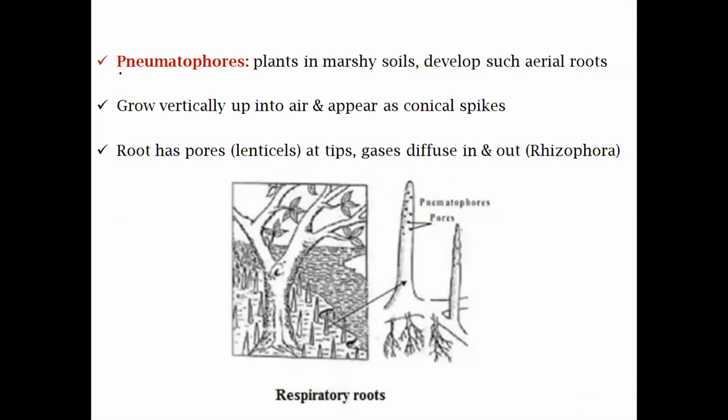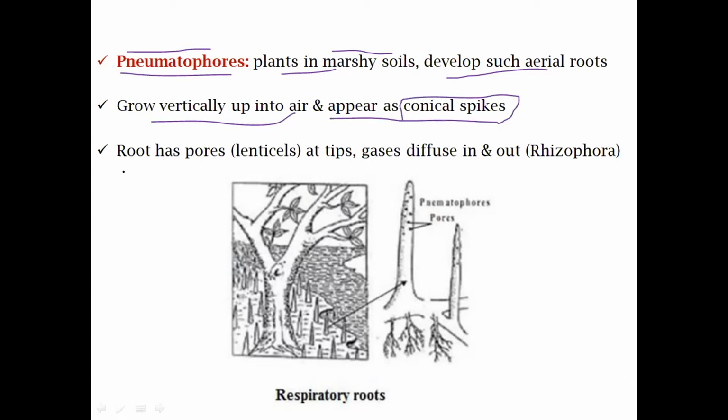Next one is pneumatophores. These are also known as respiratory roots. In plants which are present in marshy soils, they develop such type of aerial roots. These type of roots grow vertically up in the air, and they appear as conical spikes. These roots have pores, which are known as lenticels, at the tips. These lenticels help in diffusion of gases in and out of the plant. For example, Rhizophora. So you can see here, these are the respiratory roots.